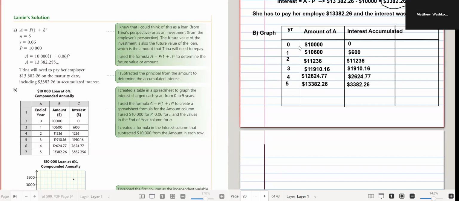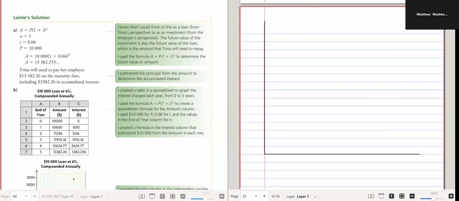And then all we got to do is plot these points, right? Time always goes on your x-axis. So this is the time in years, right? Break it out nice and equal. This isn't a graph introducing thing. Here's 0. Here's 1. Here's 2. Here's 3. Here's 4. And here's 5, right? You're just doing your best.